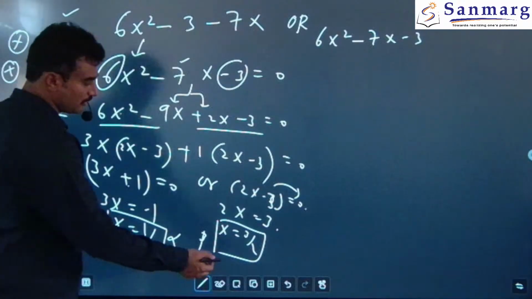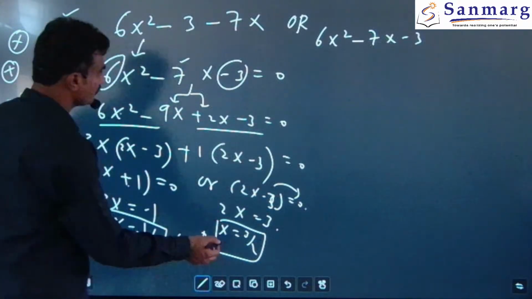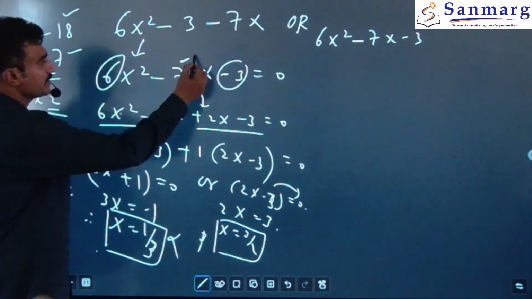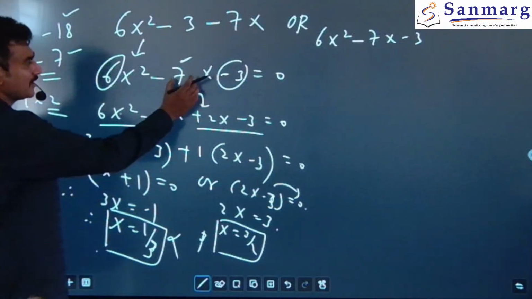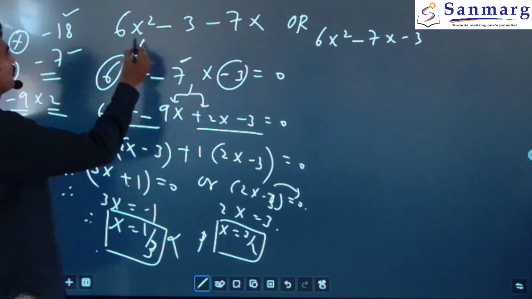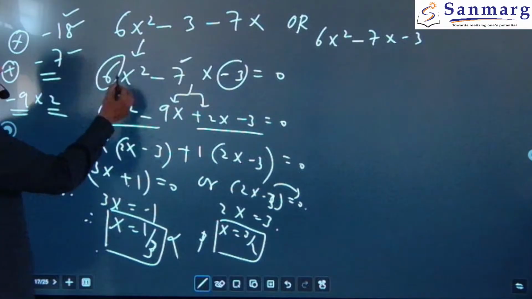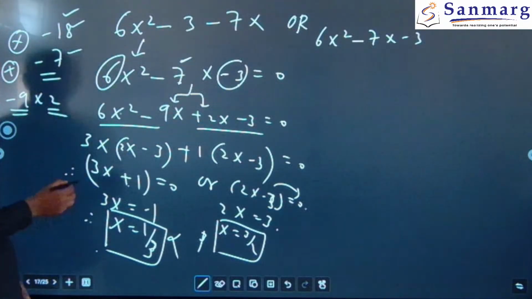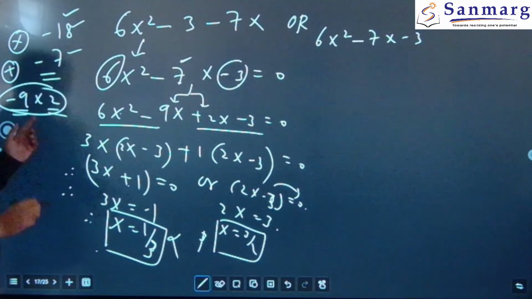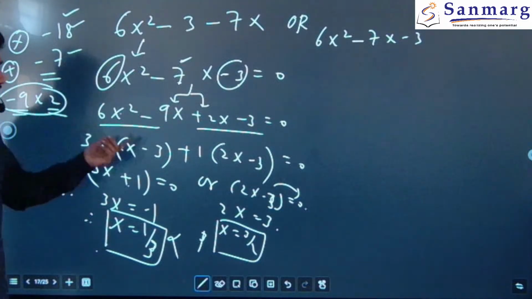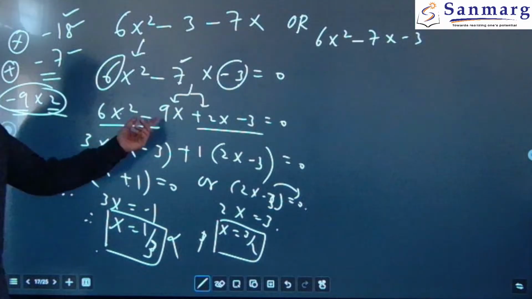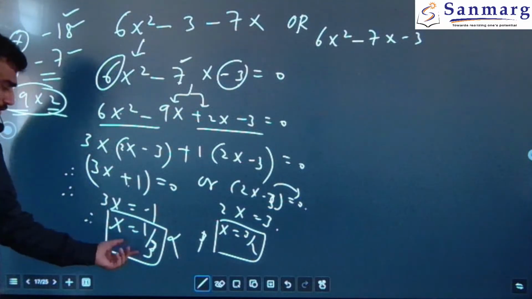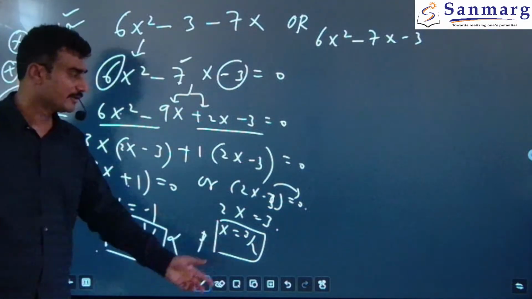So how did we get these values? By just splitting the middle term. Middle term is minus 7x. We have split the middle term such that the product is minus 18, that is 6 3s, and the sum should be minus 7. Which are the two numbers that satisfy that condition? Minus 9 and 2. So using minus 9 and 2, we have split the middle term and simplified. We got the roots as minus 1 by 3 and 3 by 2.